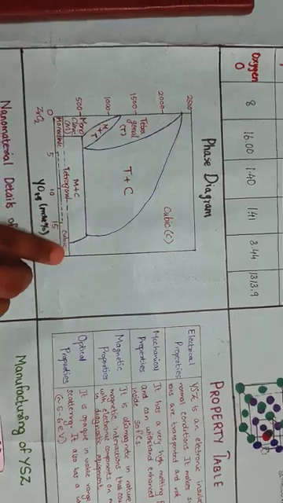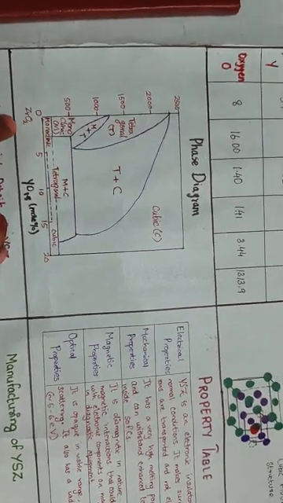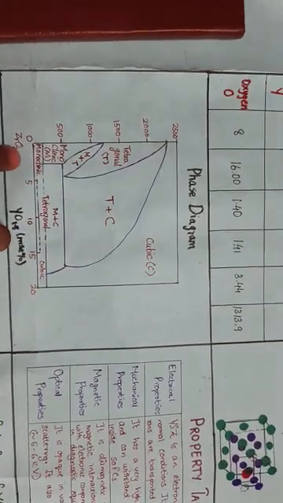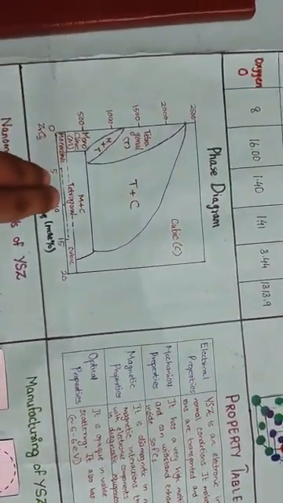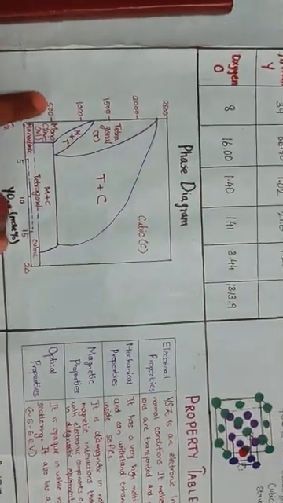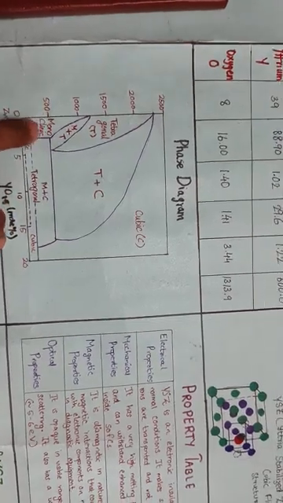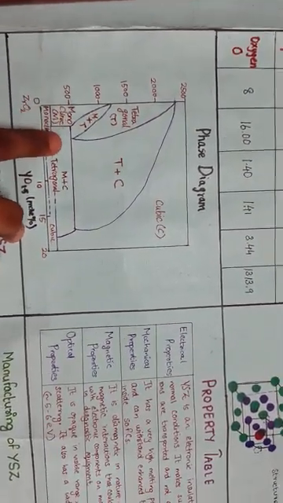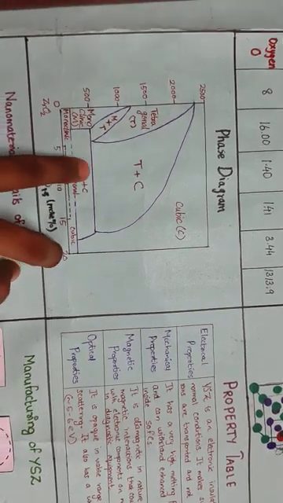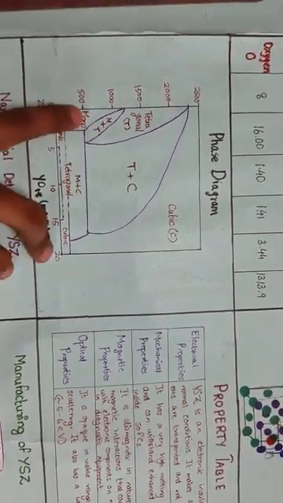Now coming on to the phase diagram, this is the mole percent of zirconia, and this is the temperature. So as you can see, it shows at which temperature and what mole percent, what is the structure of zirconia. You can see that at a temperature of 500, it's monoclinic if the mole percentage is small. Then as the mole percentage increases, it shows both monoclinic and cubic structure.